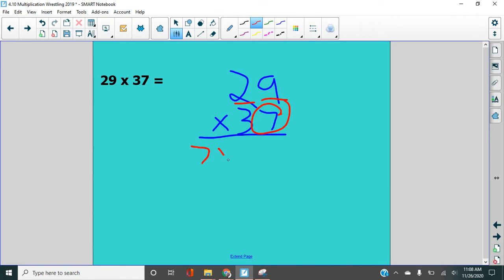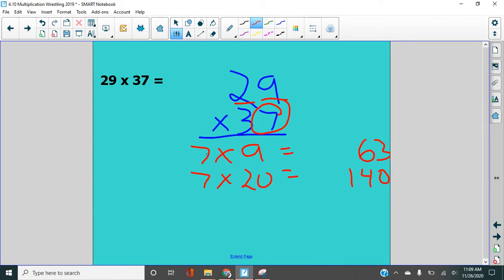So 7 times 9 equals 63. Why did I leave so much room right there? Why did I do that? Yeah, I have more place values to come, right? And so 7 times 20. 7 times 20 is 140. So notice that the 7 got to go twice.